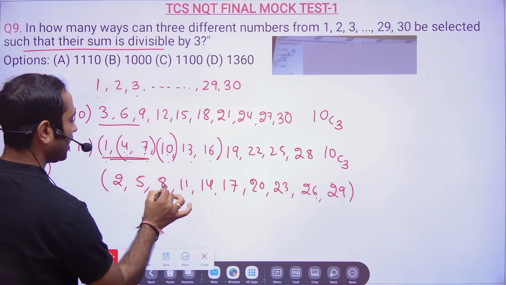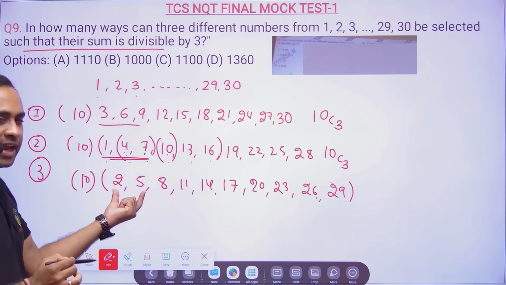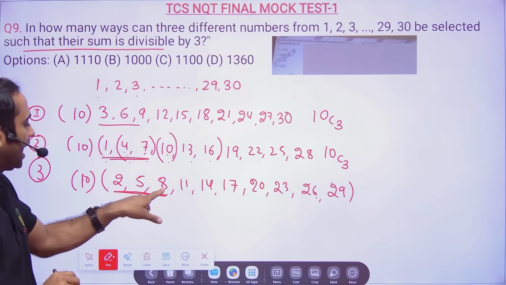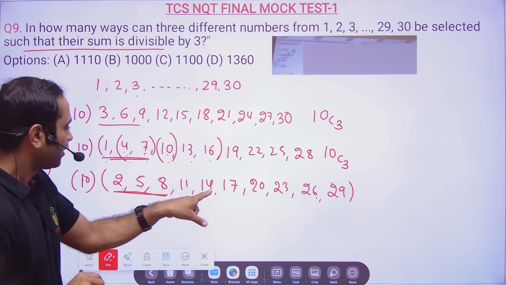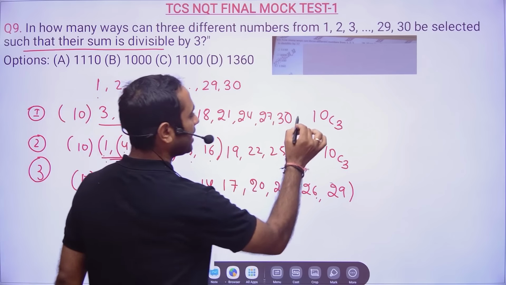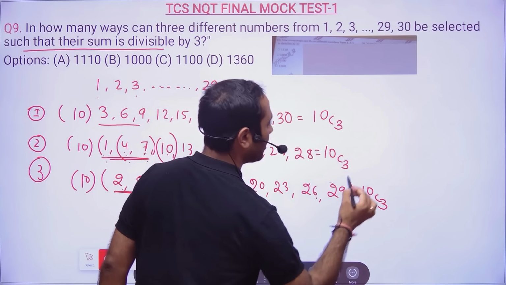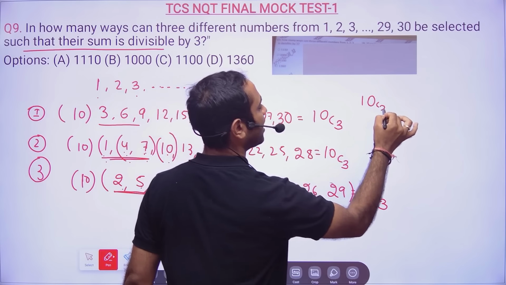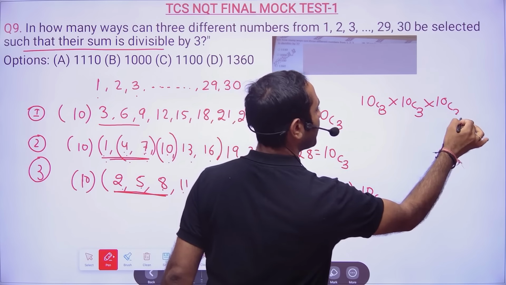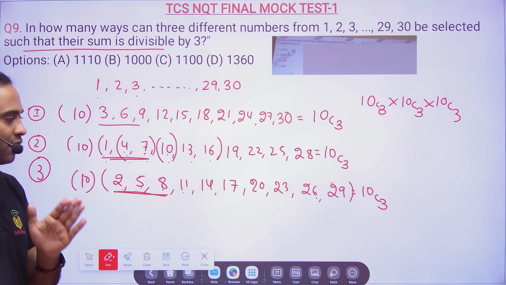Now how many numbers? 1, 2, 3, 3, 6 plus 4, 10. Here again 10. So here we have the remainder as 2. Now if you add any 3 numbers, 8, 5, 3 plus 2, 15. Right? 11 plus 8, 19 plus 5, 24. So again here we have 10C3. So I can write 10C3 into 10C3 into 10C3, because any 3 you take from these 10 and add will be divisible by 3.